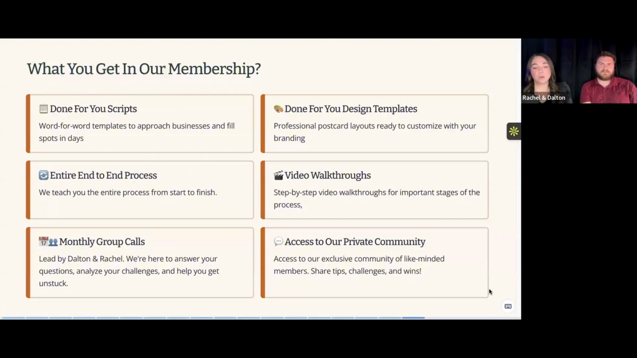And then of course, access to our private community. So that's where all the rest of the members who are doing this exact strategy for their business or brokerage or whatever it is, they are using these postcards to grow their business. Like we talked about the Realtor in Orlando. So you get to connect with those members, share your challenges, share your wins, and collaborate on everything. And Dalton and I are in there as well.